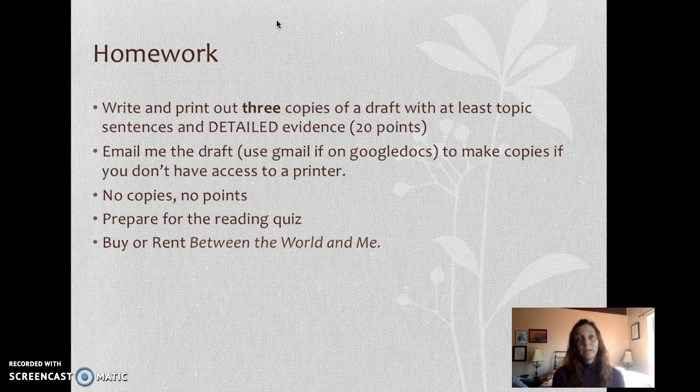And you just want to prepare for the reading quiz, review all those discussion questions, and I'm going to try to go over those best I can today. And then you want to buy or rent or however you're going to get or borrow the book Between the World and Me and bring it to class on Wednesday, and we will go over that in class.